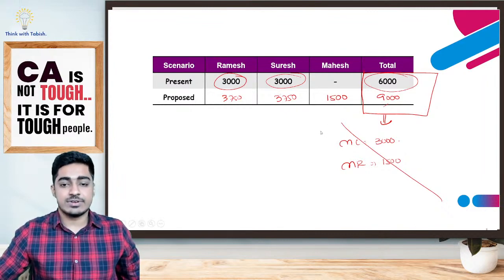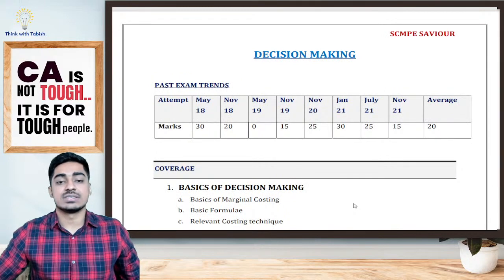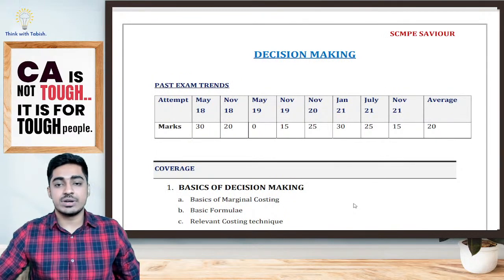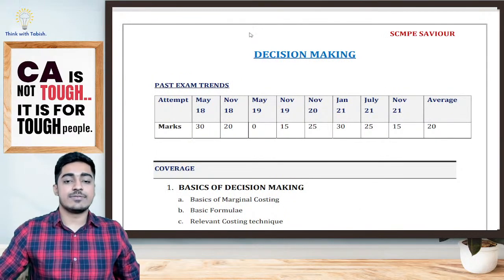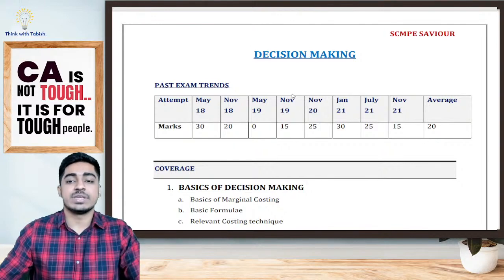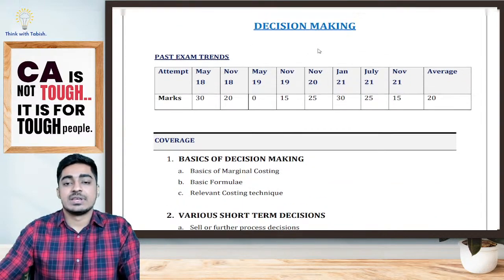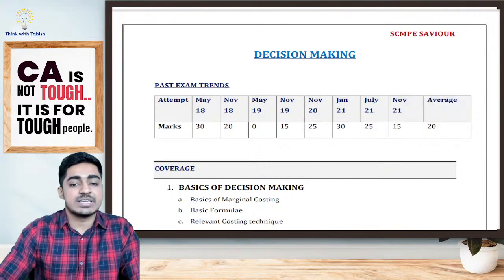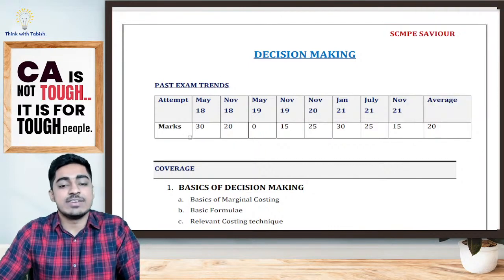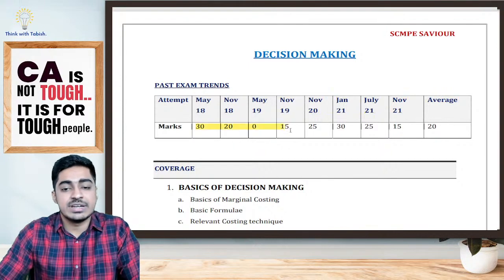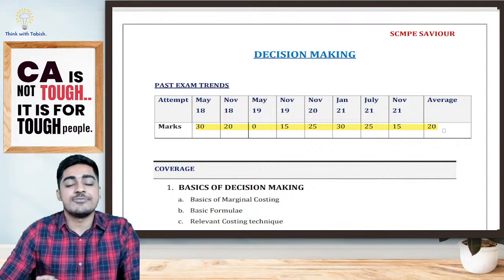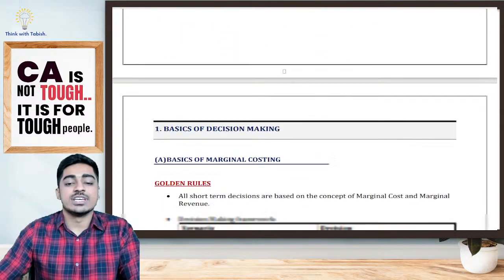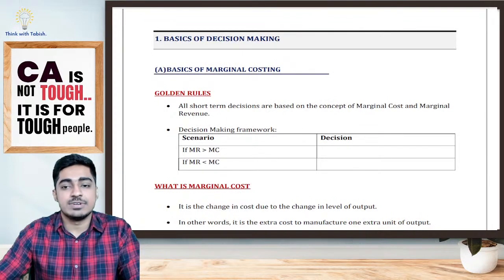Now let us have a look at our notes, the basics. The notes are already uploaded on Telegram channel, Think with Tabish. So if you want, you can get it from there. Firstly, decision making as a chapter. First, let's have a look at the weightage in the past examination. It is one of the favorite chapters of ICAI. 30, 20, 15, 25, 30, 15, 20. On an average, every attempt we have 20 marks. Most important chapter.